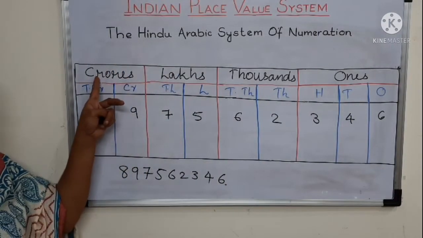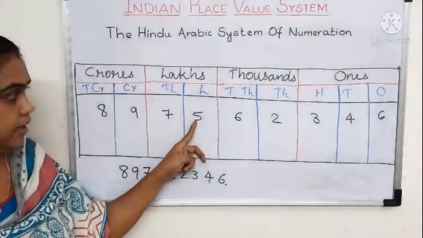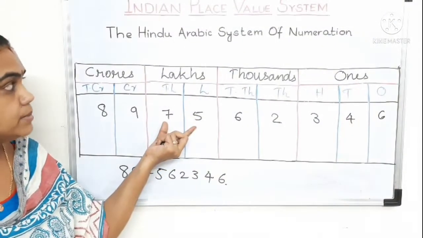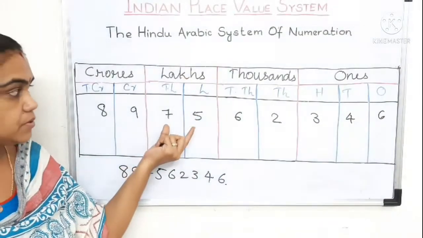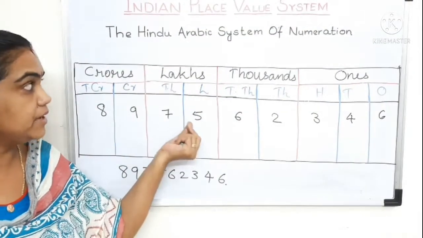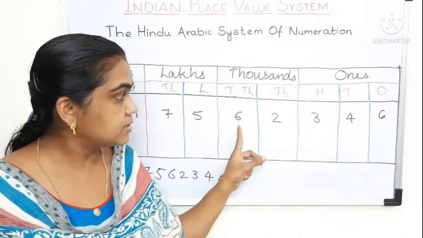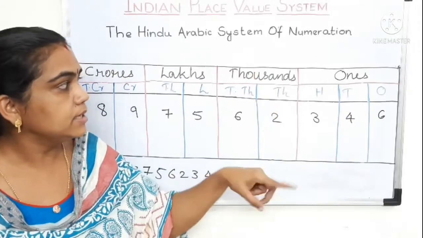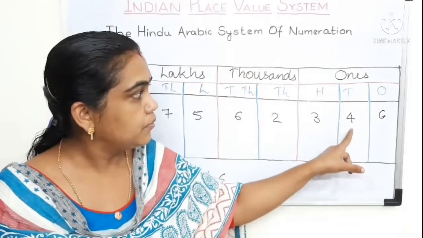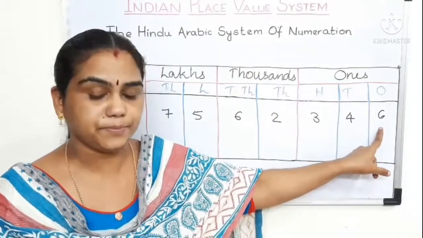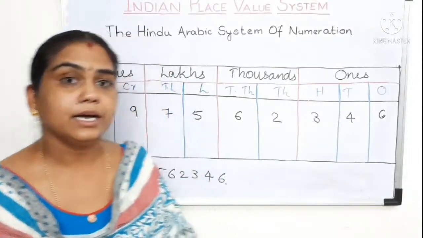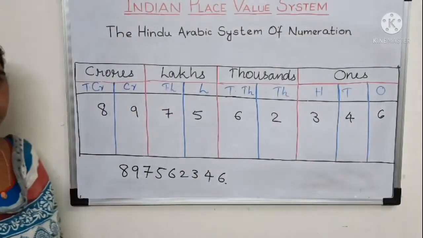89 crores, 75. This 5 comes under the period lakhs. So we have to read this together. 75 lakhs, 62 thousands, 346. Next is how to insert commas.